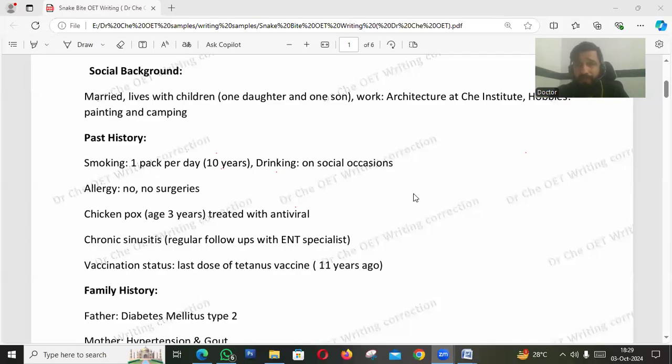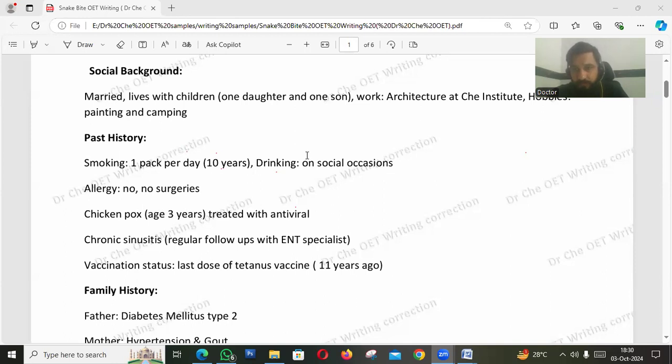Another thing is, the patient was bitten by a snake. Is it important to mention these things for a snake bite and for the treatment of snake bite? No, sir. Okay, there is no need. See, if any of you writes a paragraph about the social history or past medical history of this patient, you will clearly fail your exam.